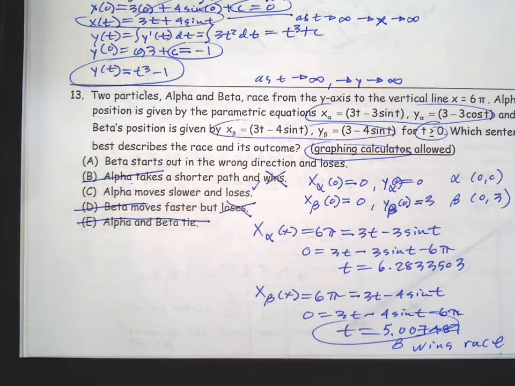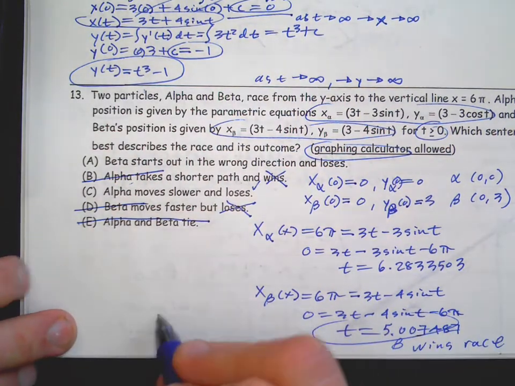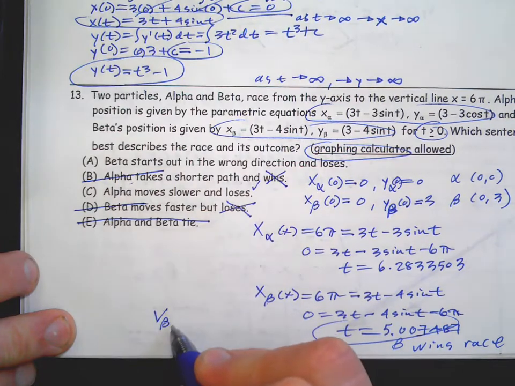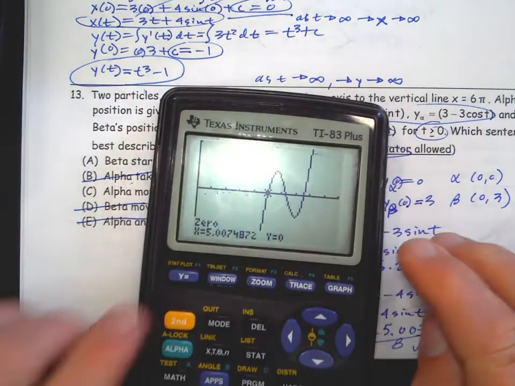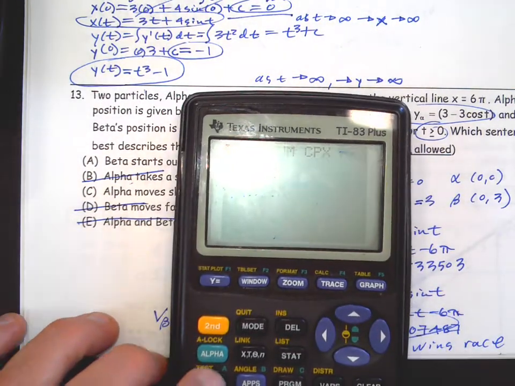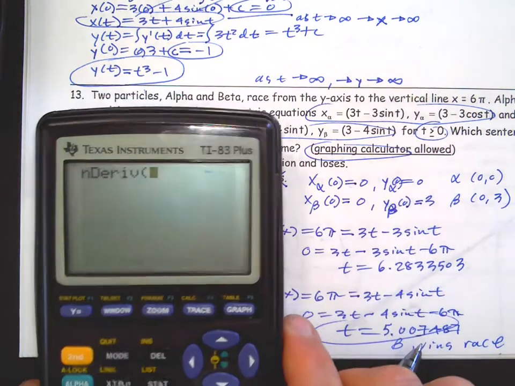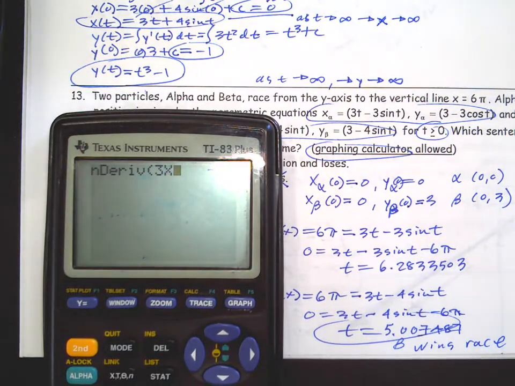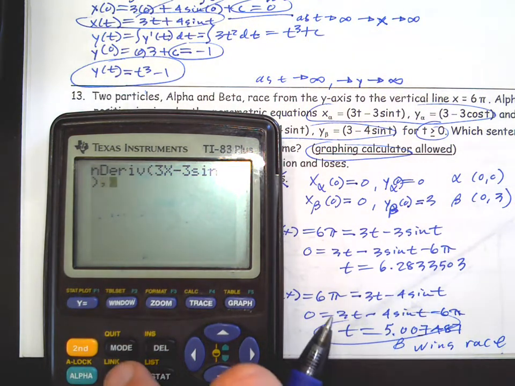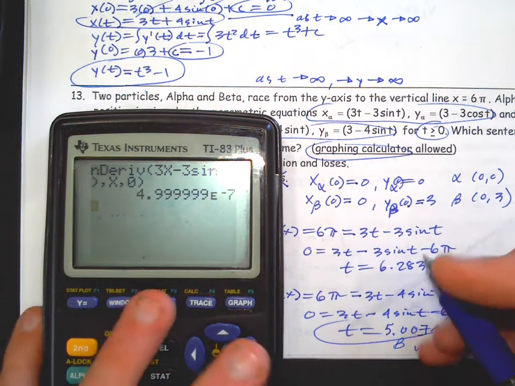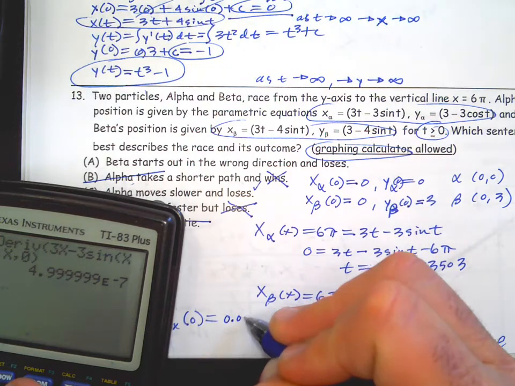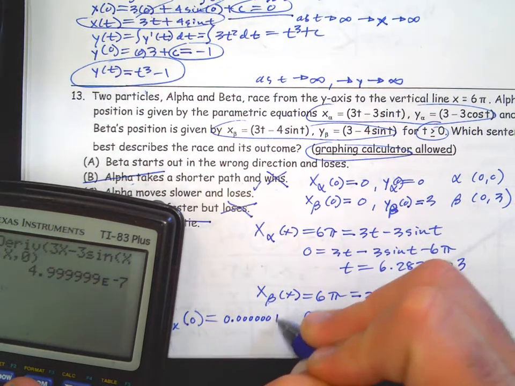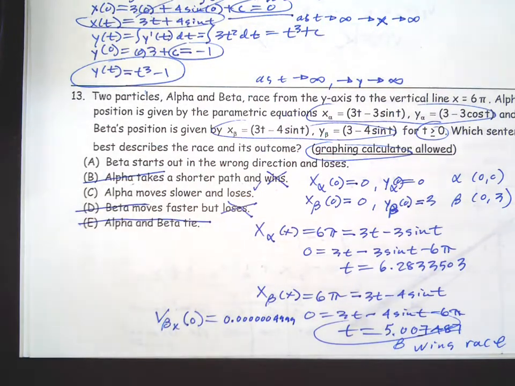Well, I guess the best thing to say is, what's the velocity of beta in the x direction at time 0? So we could go, here we go, math 8, and we could put in the equation for x beta, 3x minus 3 sine x, close, comma x comma 0 and figure out its velocity. Its velocity is essentially 0, 0.0000004999. So it's not starting off in the wrong direction.